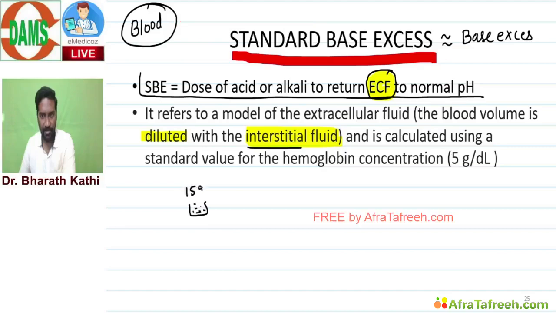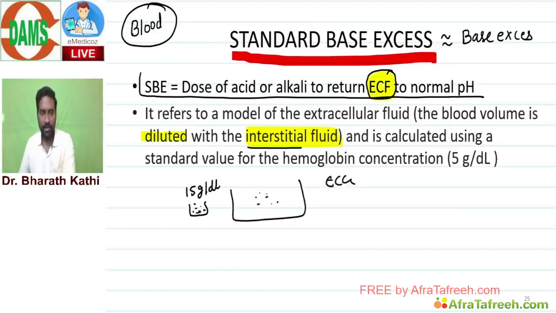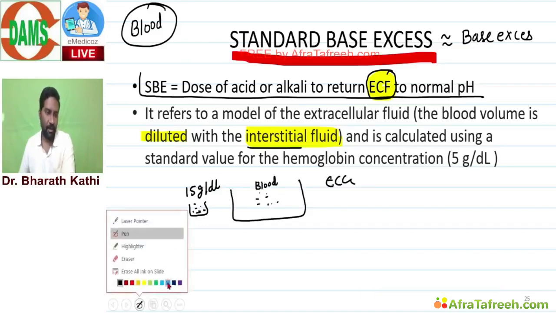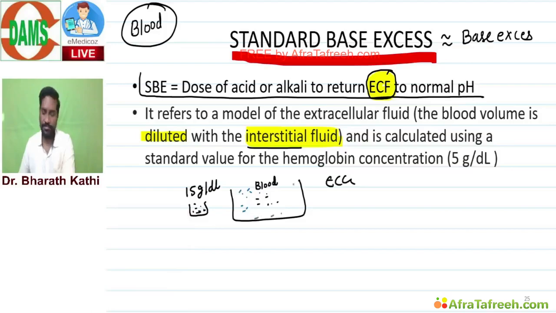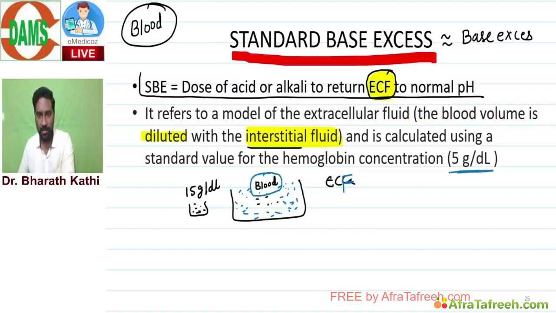So blood hemoglobin will be 15 gram per deciliter. Now we are taking the whole ECF. So what is happening? This was the blood which was having 15 gram per deciliter of hemoglobin. Now along with this, so this is the whole of ECF, we are also adding the interstitial fluid. Because of that, this blood's hemoglobin will be diluted. So what we do is, here we take hemoglobin concentration as 5 gram per deciliter.